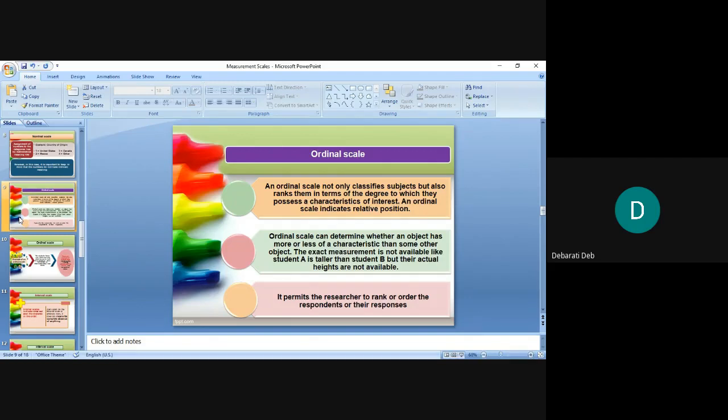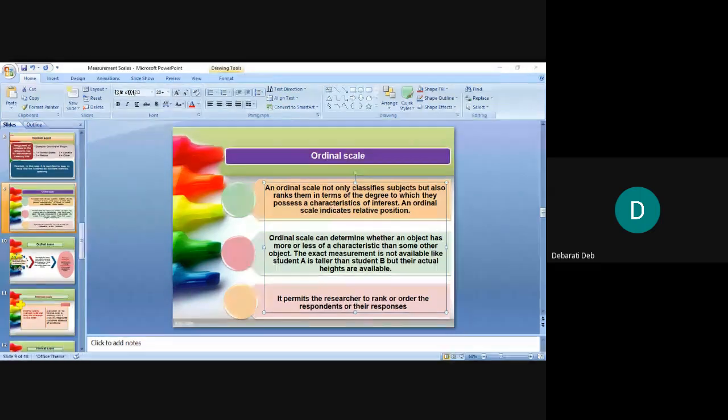Ordinal scale can determine whether an object has more or less of a characteristic than some other object. The exact measurement is not available, like student A is taller than student B, but their actual heights are not available. If you know the heights of the students, then you can say that student A is taller than student B, or the reverse. So you are able to categorize the heights of the students, right? So this is ordinal scale.